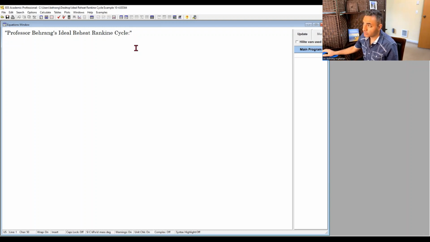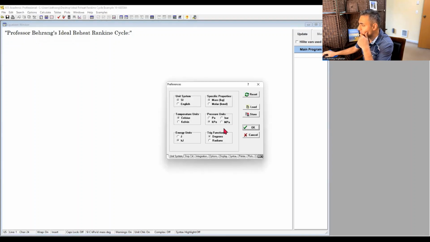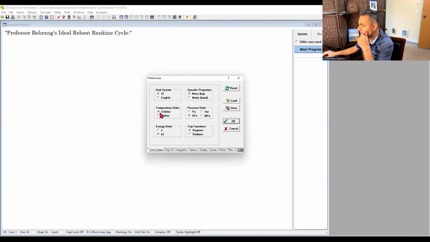So what's the first step in EES? The first step in EES is to get the units right. So you have to go to options and then unit system. You can do Celsius because we had temperatures in Celsius, and we're not doing any ideal gas law or anything, so we don't need Kelvin. And the pressures are given in kPa, but make sure everything's kPa. The enthalpies are kilojoules per kilogram.